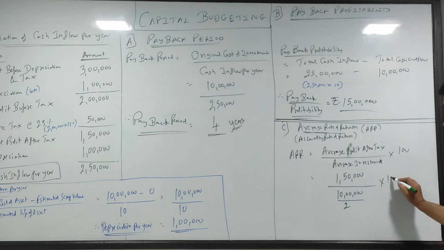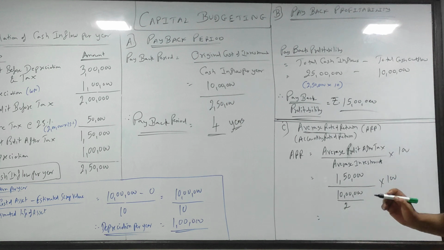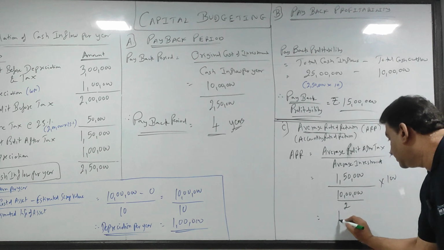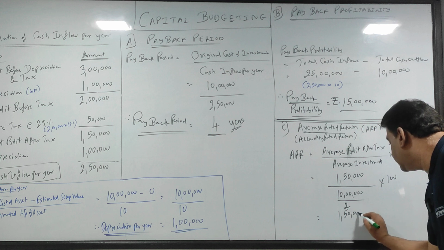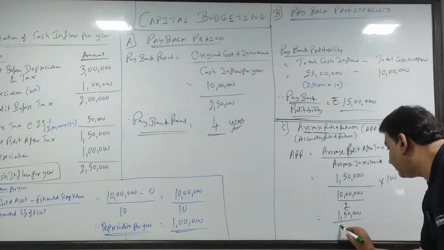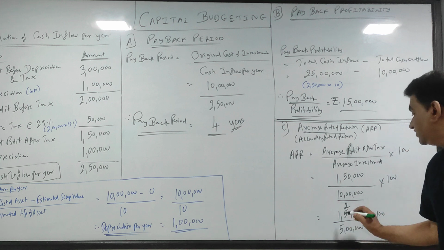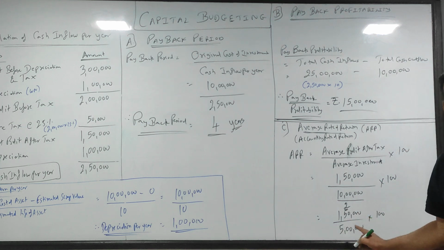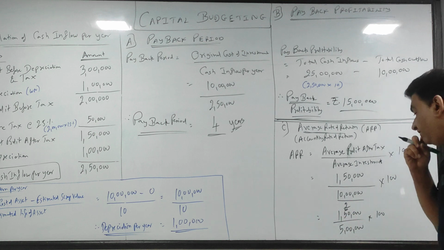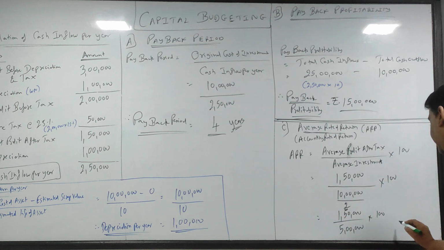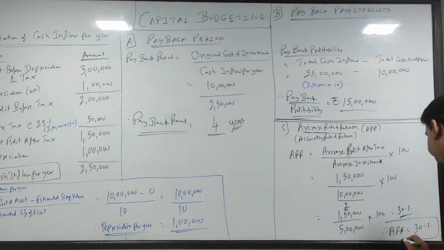And why do I multiply by 100? Because I need the answer in terms of percentage. So 1,50,000. Now can I say 10 lakh divided by 2 gives you 5 lakh? So my numerator is 1,50,000 and denominator 5 lakh. So 150 divided, you will get the answer as 30%. Therefore, my ARR is 30%.